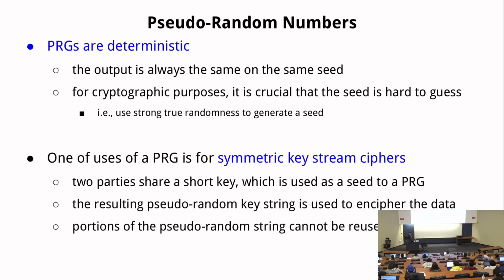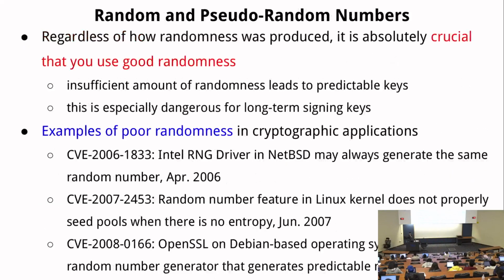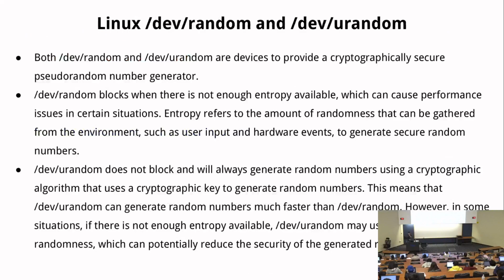And we can even use this one. If we trust its output, we can use it even as a stream cipher. Let me show you another random number generator. The Linux kernel actually provides random number generators. And Linux has two devices. One is called /dev/random. Another one is /dev/urandom, to provide you crypto secure random numbers.